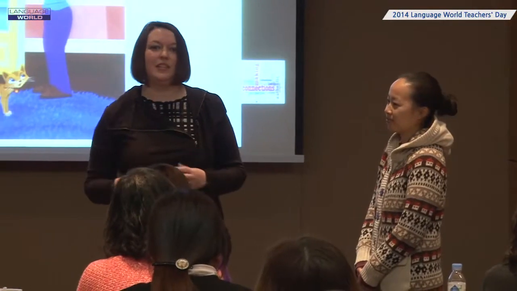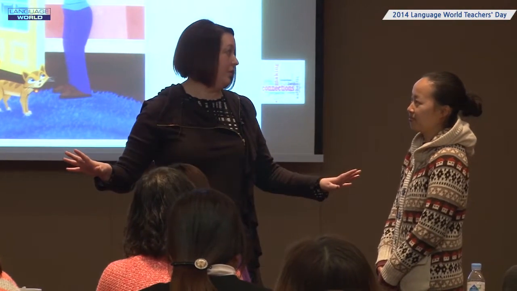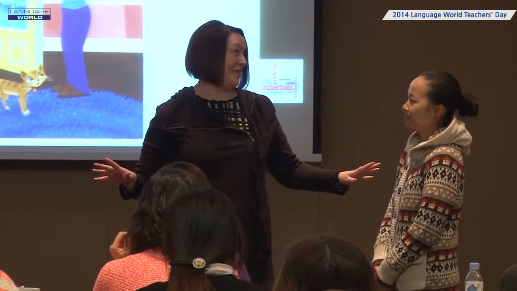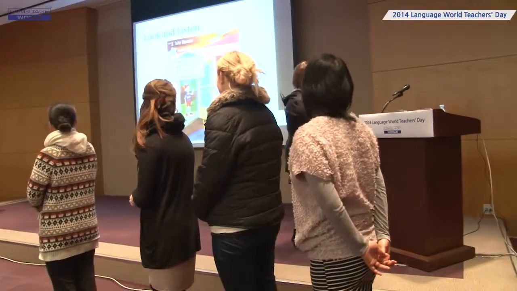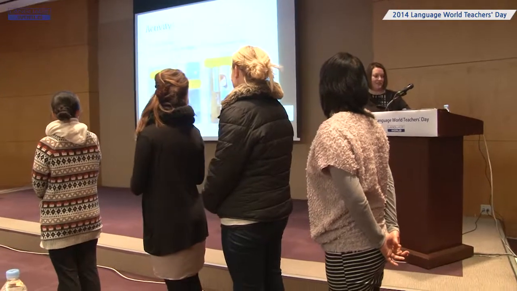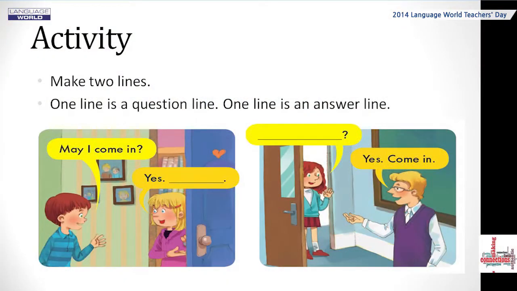But also it's easier for me as a teacher to control, right? Because you don't know what's happening, right? She's looking at me like, I don't trust her. Okay. Now, normally we wouldn't have to do this. So here's what we're going to do. We have a question line and an answer line.